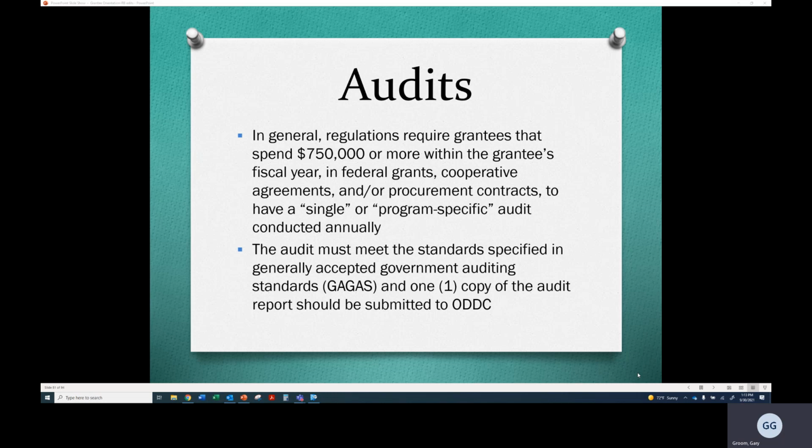If necessary, council will issue a management decision regarding any audit findings related to council-funded awards within 6 months of receiving the audit report. Now, grantees that spend less than $750,000 in federal funds during the grantee's fiscal year are exempt from federal audit requirements for that year, but records must be available for review or audit by appropriate officials.